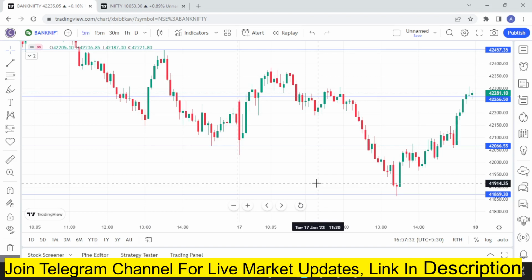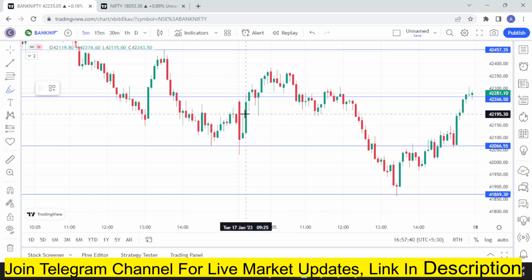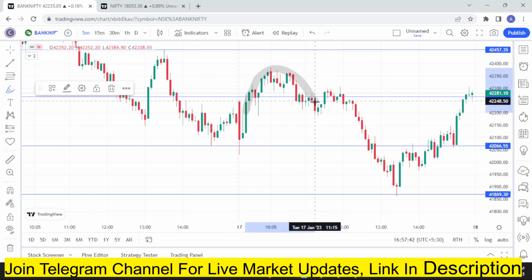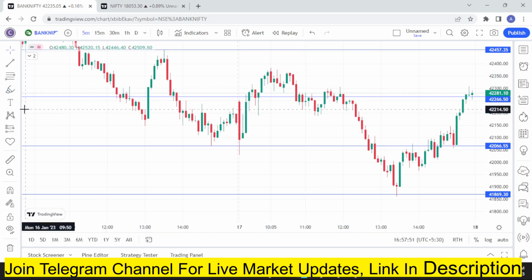So again traders, today it was a very easy day. If you are on the Telegram channel, I give all the live market updates. So here we traded our favorite inverted cup and handle pattern. In this pattern, one of my students asked me the SL was very big. Yes, exactly, the SL is very big.